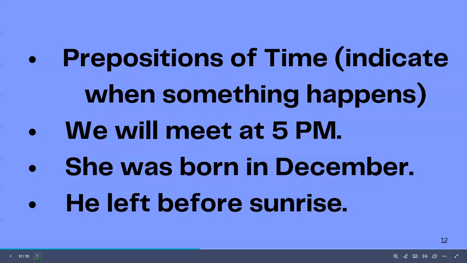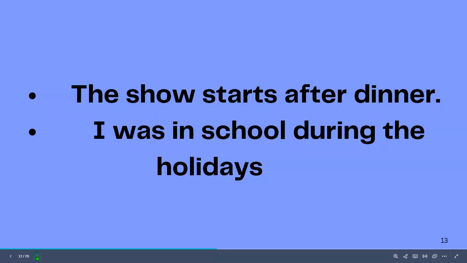At what time are we going to meet? She was born in December. So in which month was she born? In December. So it is in the month of December, but the exact date is not mentioned. He left before sunrise. That means before the sunshine, he just left home. The show starts after dinner. So the show is the subject, dinner is the object. So when does the show start? After dinner.